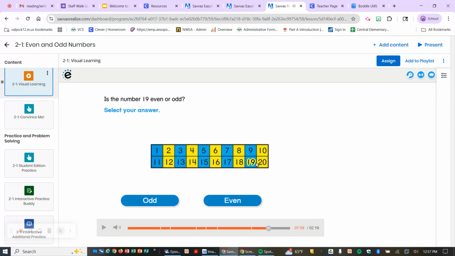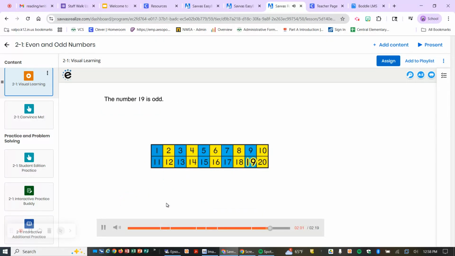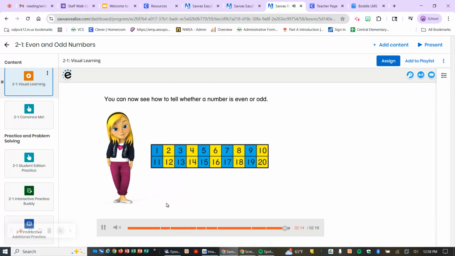Okay, we're looking at 19. We see a 9 in the ones place, so we know right away that that number is odd. The number 19 is odd because 9, the ones digit, is an odd number. You can now see how to tell whether a number is even or odd.